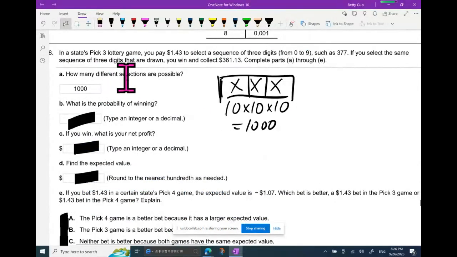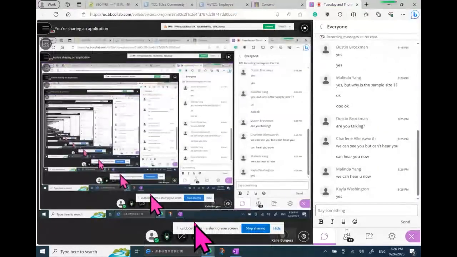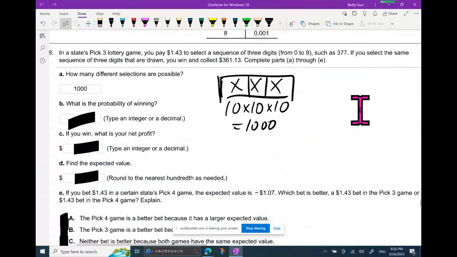So how do we play the pick 3 lottery game? The first step, you pick a digit in the first cell. You have 10 options because you can choose any digit from 0 to 9. The second step, you do the same thing. The third step, you do the same thing. By the multiplication counting principle, the fundamental counting principle, do we have 1,000 different selections? Do you agree on that? Yes? Okay, awesome. And then what's the probability of winning?